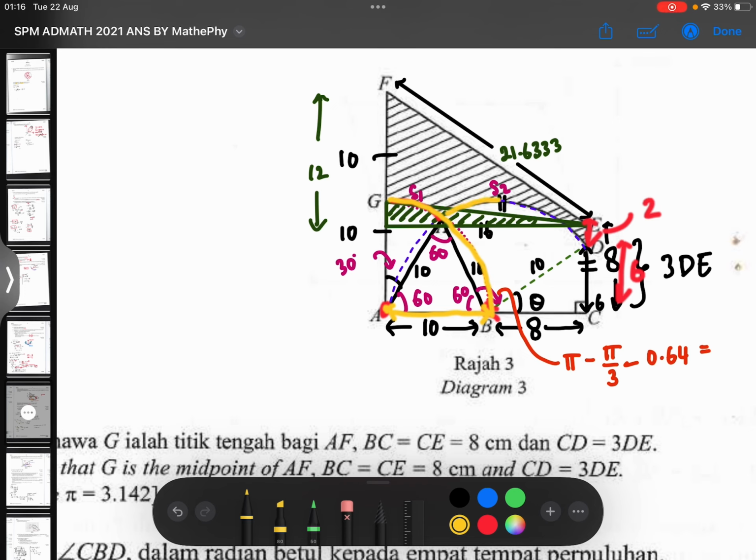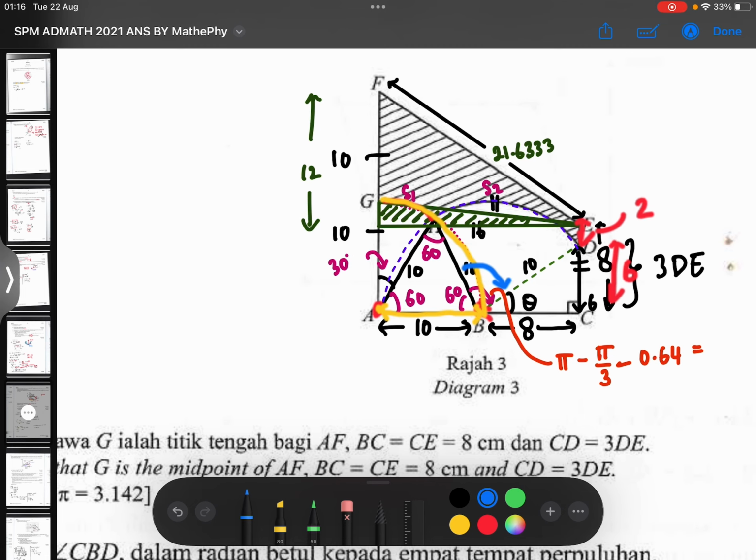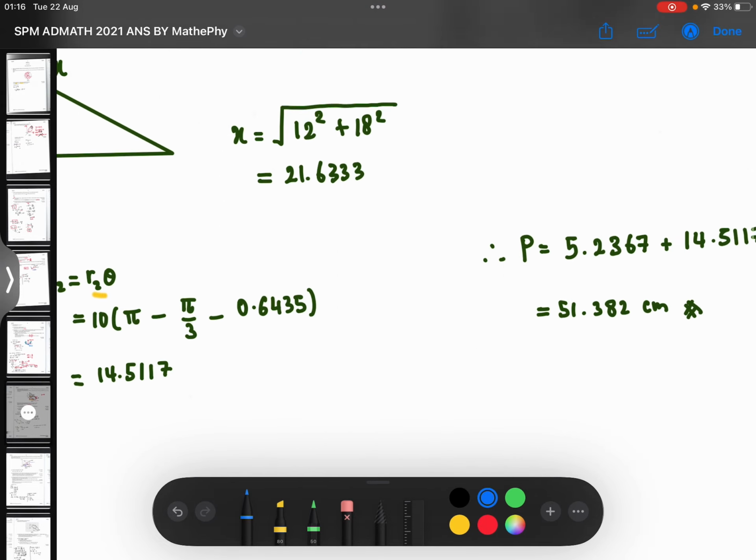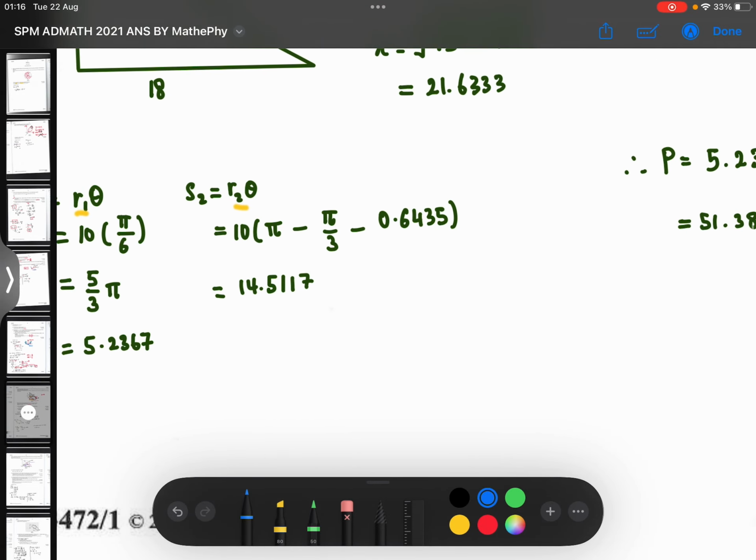And for S2, you need to find the arc length, not the circumference, the arc length. For that, we know that this is 10, 10, 10. Why? Because by definition, it is the radius of the circle. Same length, so this is actually an equilateral triangle. So we know that this interior angle is 60. We already found the theta, and then we want to find this angle. That angle is just 180 minus 60 minus the theta just now. But you need to change everything into radians. So that one is this, I already wrote it for you.